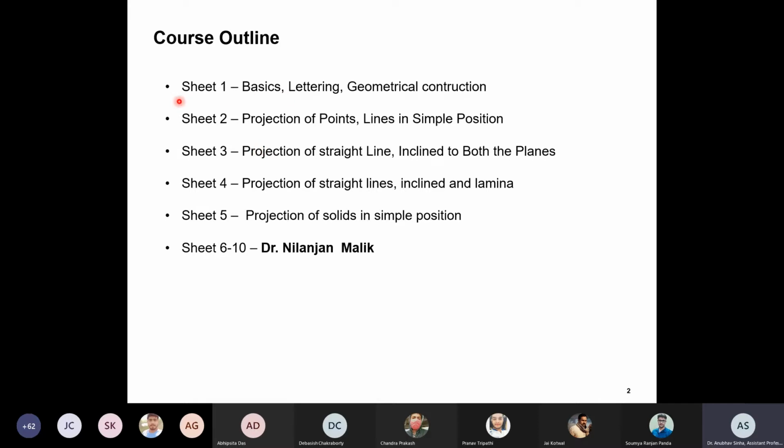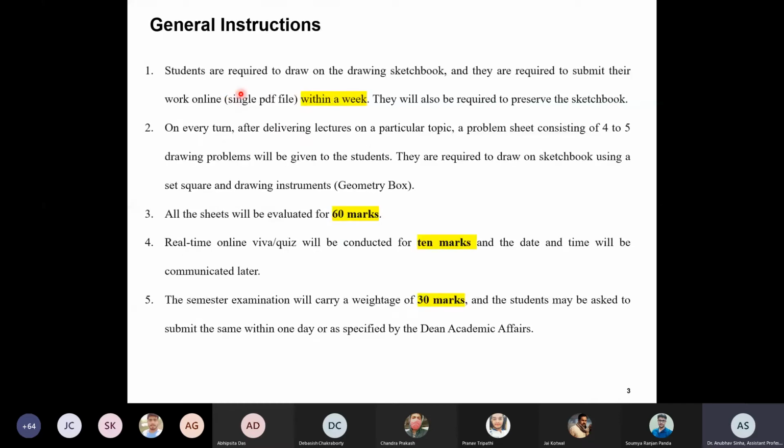After this class, I will also give you sheet 1, which will contain some problems, and you need to solve that. Basically, you have to draw some pictures based on the question given on that sheet, take a photo of that picture, make a PDF file and upload it to Google Classroom. So Google Classroom is for that, and Teams is for these classes. Okay, so let me share the instructions.